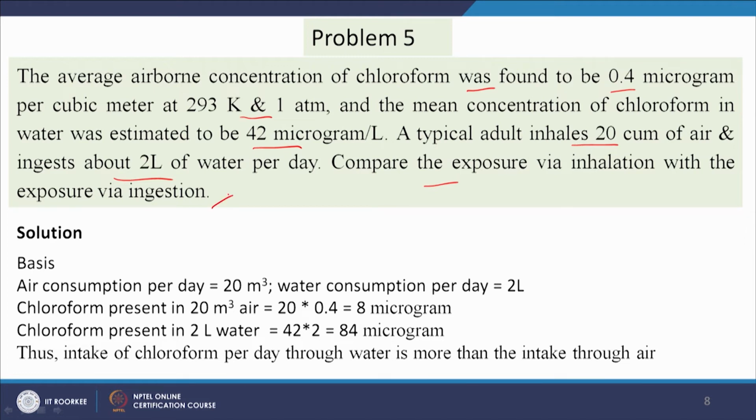So, now we will see, let us take a basis. The air consumption per day is equal to 20 cubic meter. Water consumption is 2 liter. So, chloroform present in 20 meter cube air is equal to 20 into 0.4 microgram, that is equal to 8 microgram. Chloroform present in 2 liter of water is 42 into 2, 84 microgram. Thus, intake of chloroform per day through water, that is 84, is more than the intake through air.